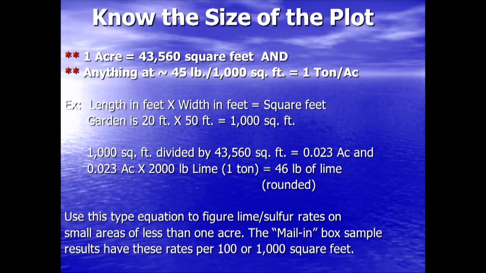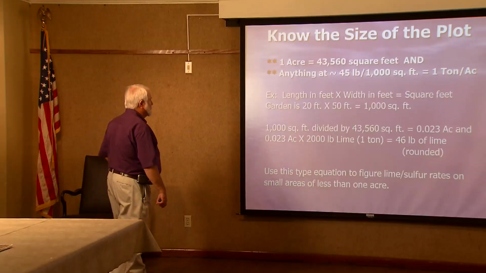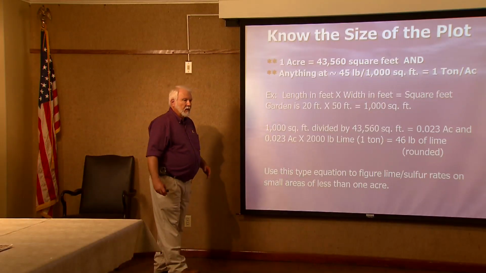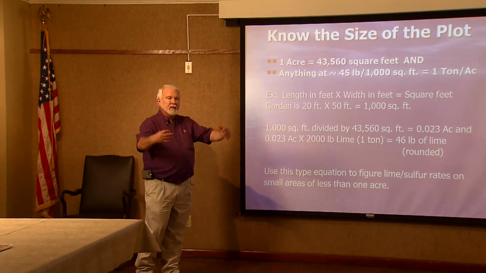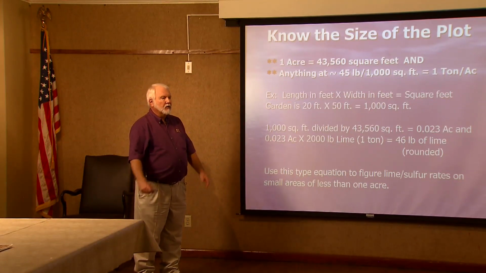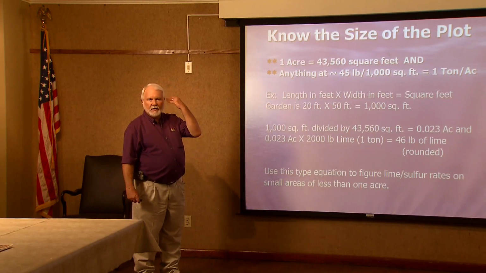1 acre is 43,560 square feet. That's something you have to know. You need to know it anyway. And then anything at a rate of about 45 pounds per 1,000 square feet is equivalent to 1 ton per acre. Length times width gives you your square footage. If you get a round pot, I had to go back and look up the formula. Pi r squared. It was back there somewhere, but it wasn't up close.